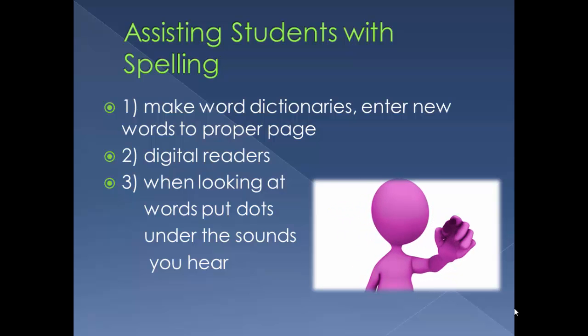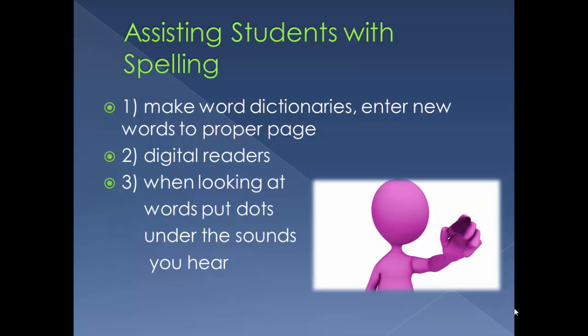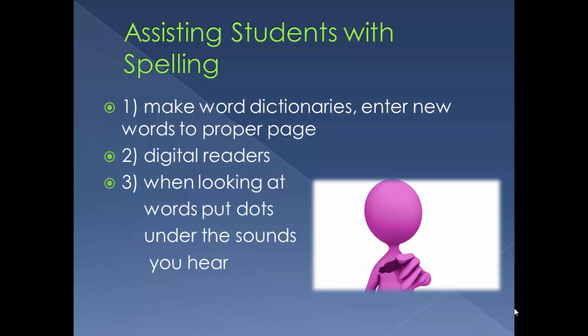Here are some ways to assist students with spelling. One way that you can do this is to make word dictionaries, and they can enter new words to proper pages. One page could have words that start with A through K, and the other one could have words that start with L through Z. And when they would learn a new word, they would put the word on the proper page, and they would eventually have their own word dictionary.